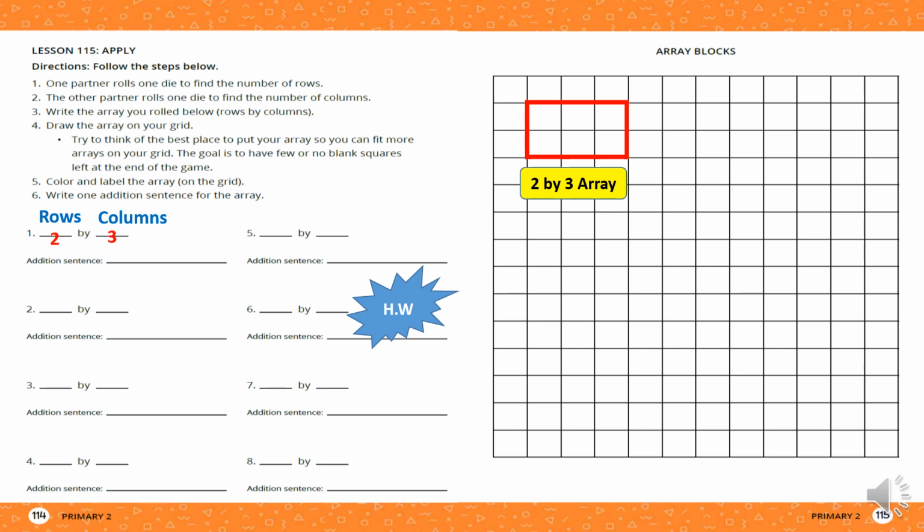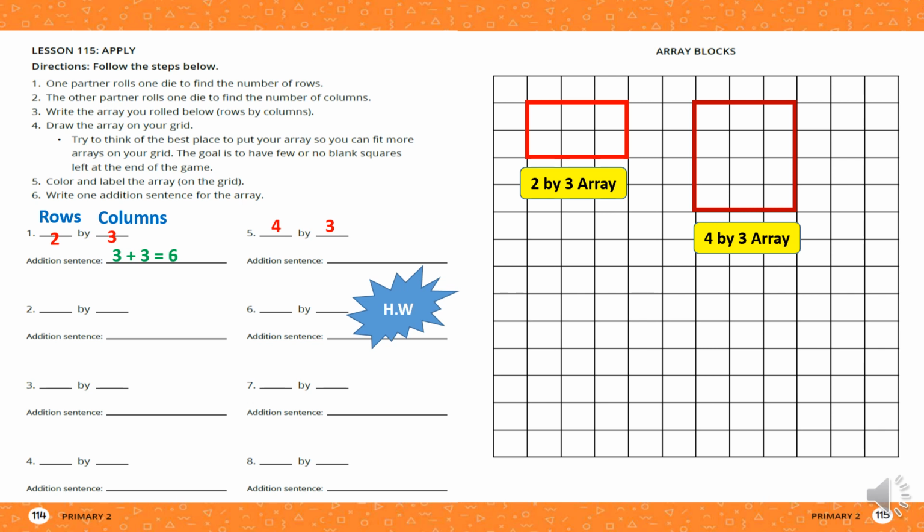Okay? Now the addition sentence. Let's add by rows. Each row has 3 squares. So we will write 3 plus 3 equals 6. The next one, 4 by 3 array. So the number of rows equals 4 and the number of columns equals 3. Let's count the number of rows. 1, 2, 3, 4. And the number of columns. 1, 2, 3.